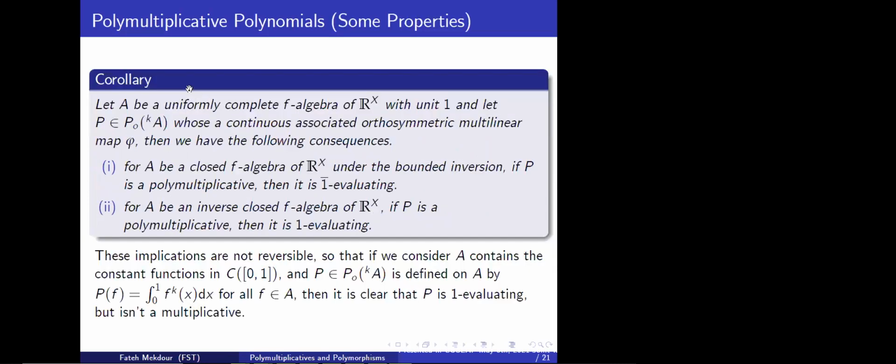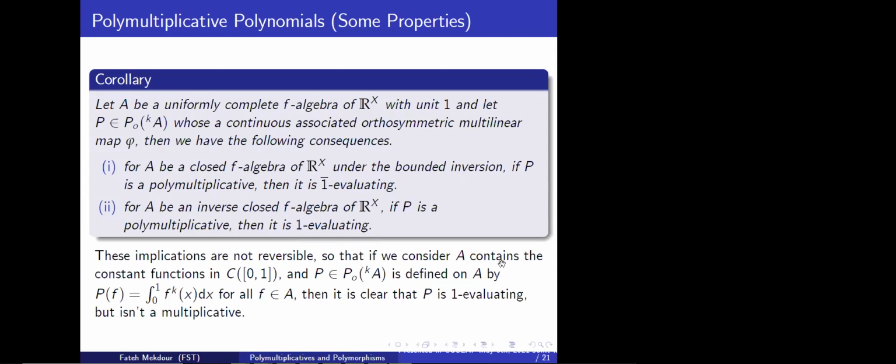As an application of the previous lemma, we have the following corollary: under the same assumption, we get some properties for the polymultiplicative polynomials, correlated with the previous result for the Hamiltonian case, by the same result for A, B inclusions of an F-algebra of R^X under the boundary version. If P is polymultiplicative, then it is one-bar evaluating. And for A, B inverse inclusions of an F-algebra of R^X, if P is polymultiplicative, then it is one-evaluating. And these implications are not reversible.